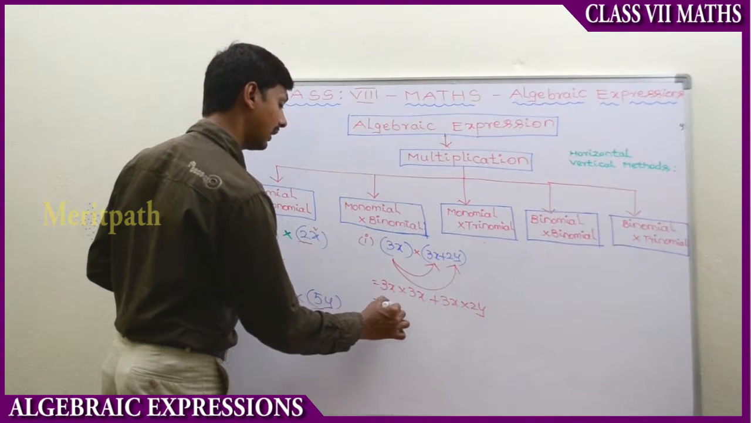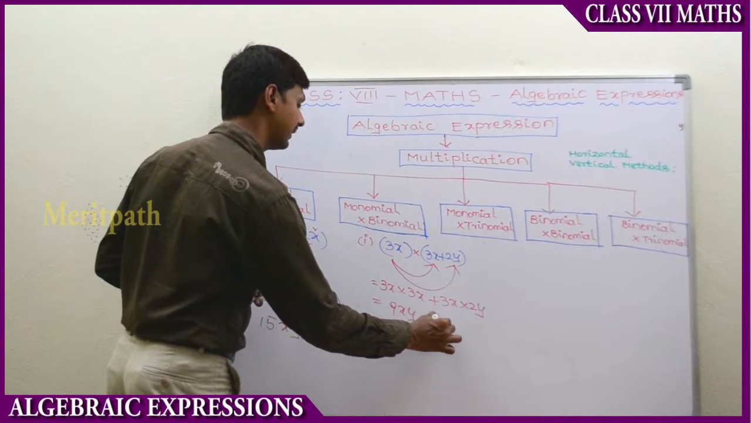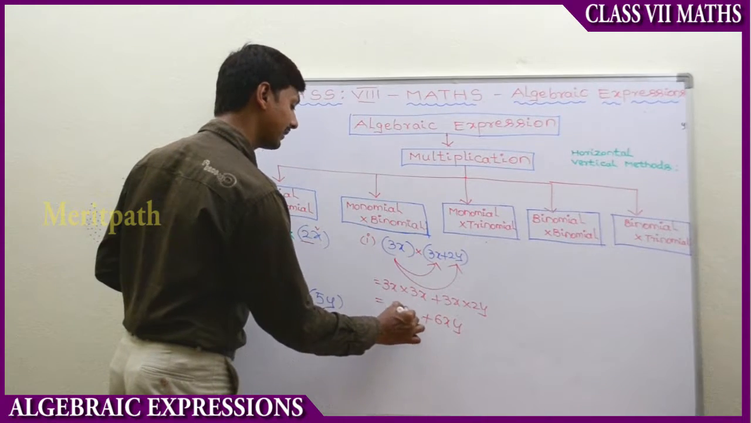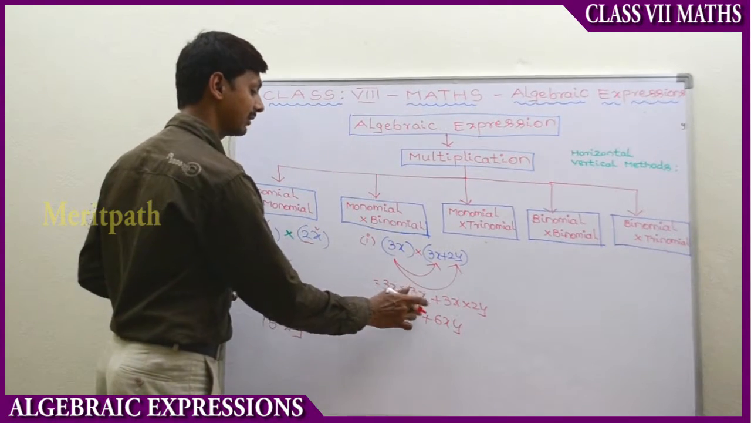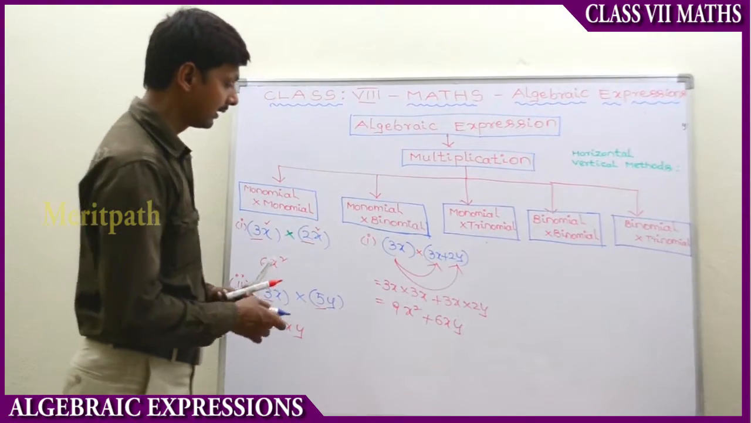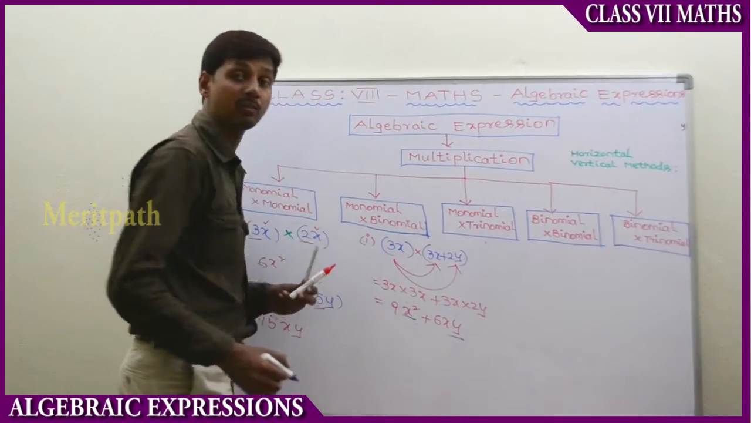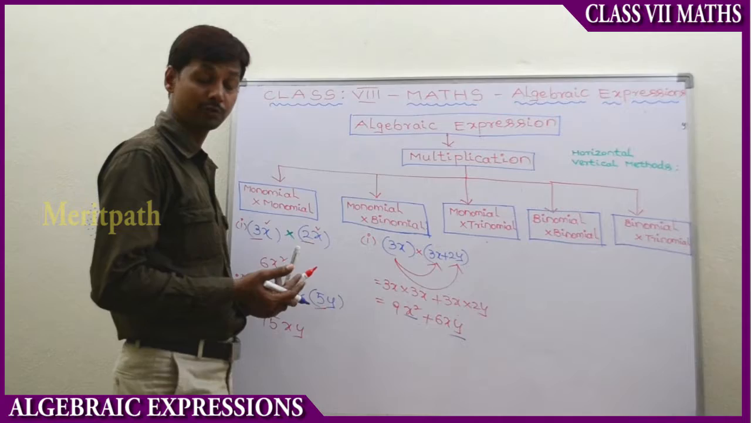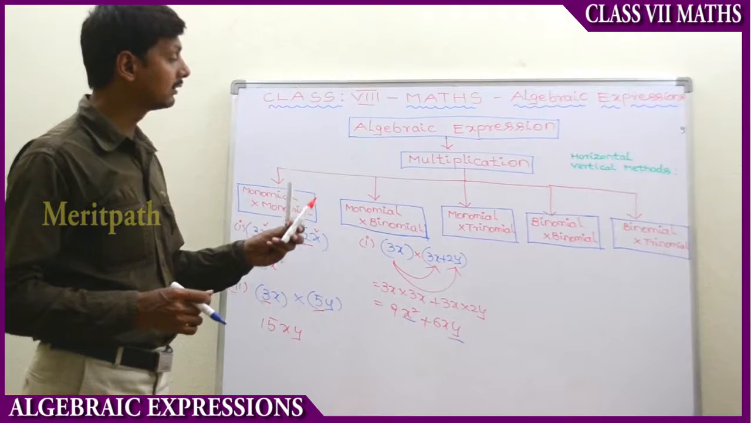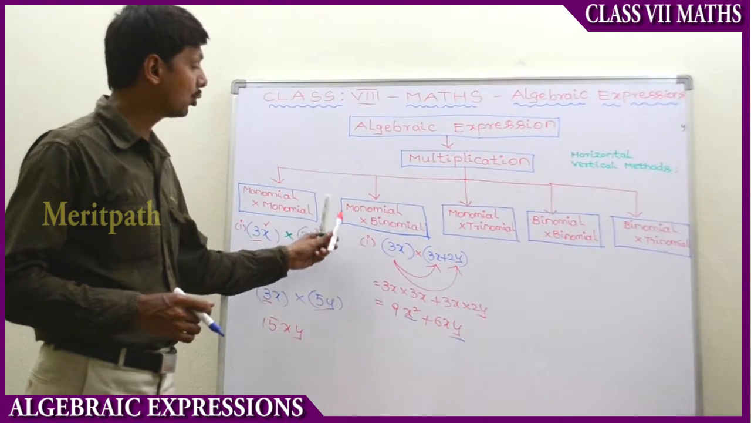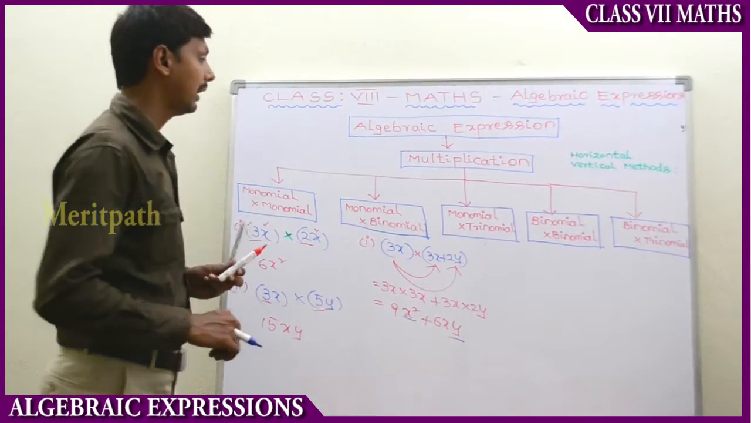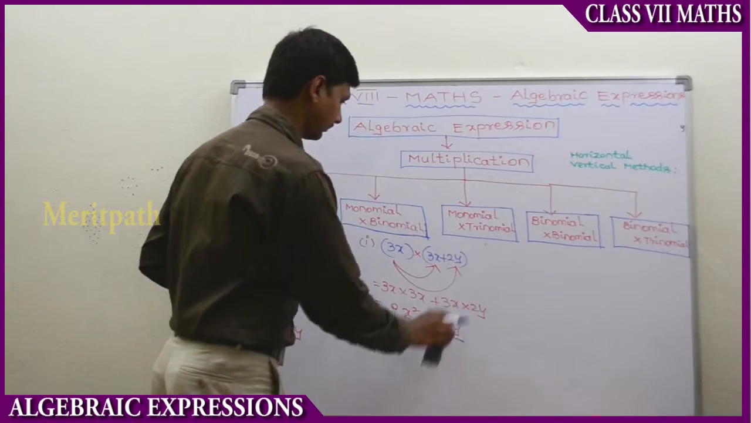Sorry, 3 3s are 9, x into x is x squared, and 3 2s are 6xy. So 9x squared plus 6xy. If you observe these two, this is the x squared coefficient and this is the xy coefficient. These are unlike terms, so we cannot add these two. So this is a monomial multiplied with a binomial using the horizontal method. Let's take the next example.